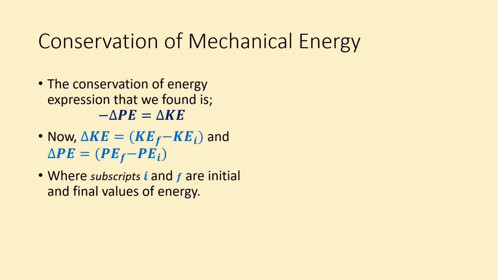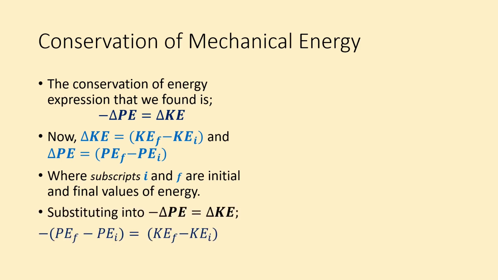So the delta part, obviously, from mathematics means a change. So delta KE in this case is final kinetic energy minus initial kinetic energy. Those subscripts I and F indicate final and initial values respectively. And the same goes for delta PE. So we have PE_F minus PE_I, which is your final potential energy minus your initial potential energy.